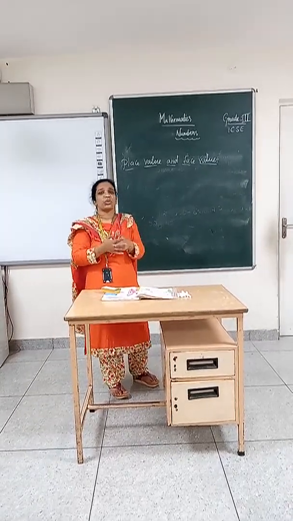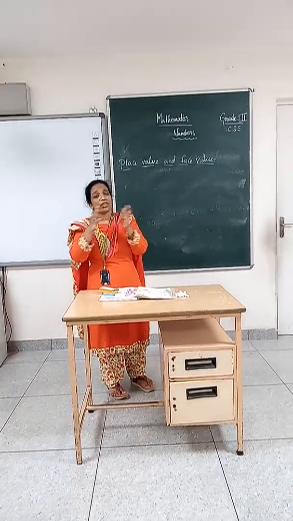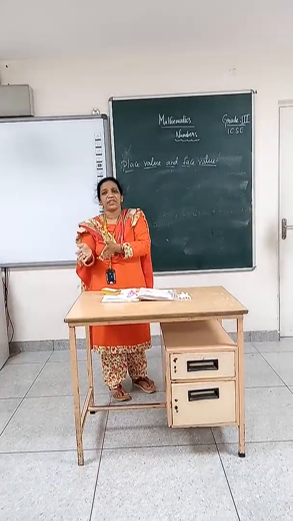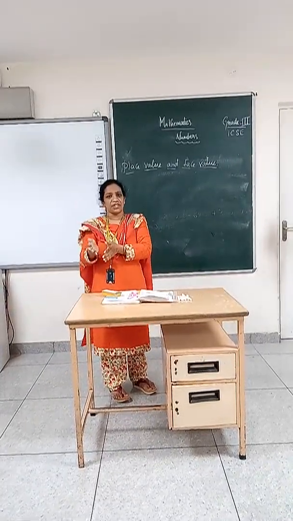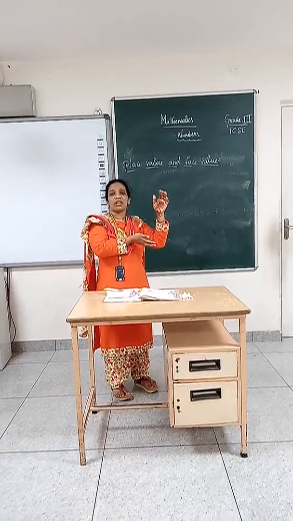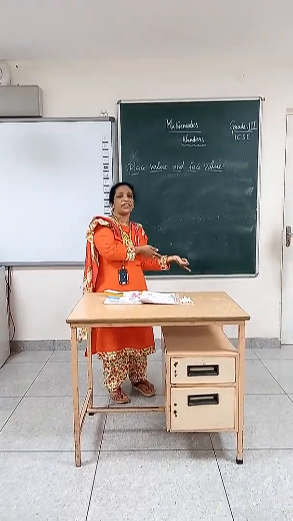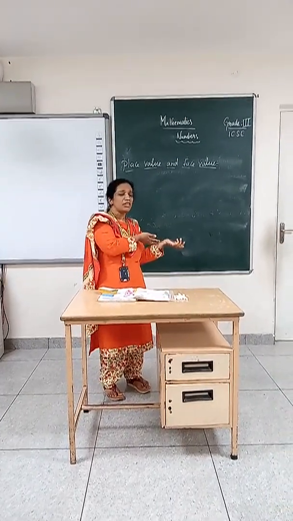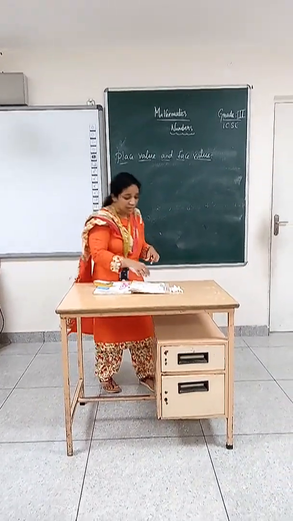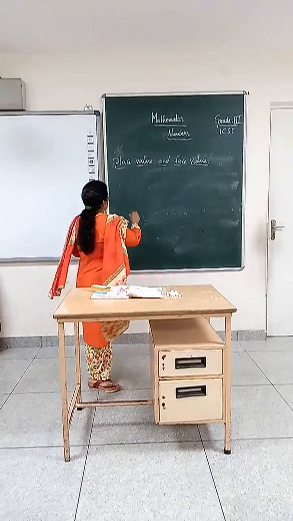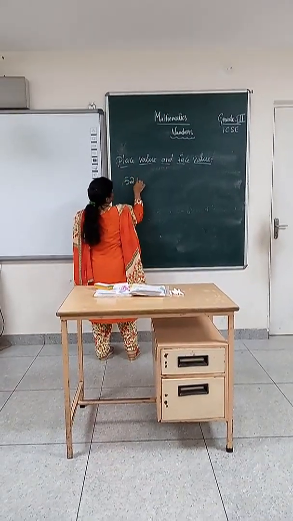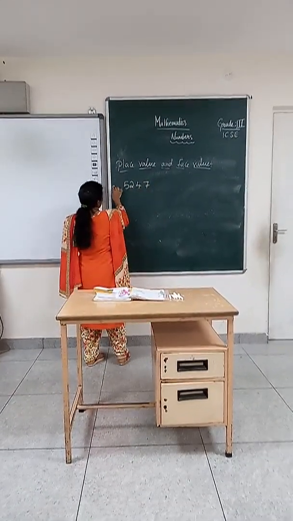I just want to tell you about the place value and the face value, where their places differ. Their spots differ. The first topper will be given the first rank, the second topper the second rank, and the third topper the third rank. Similarly, here also in a number. Let me take an example here.